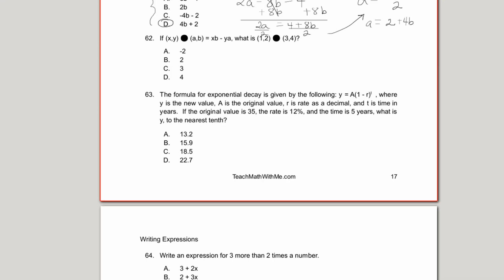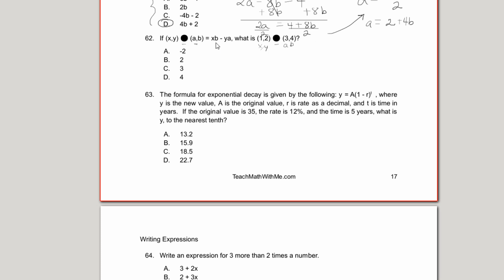62 is an example of a question with special operators, and we have these that are indicated by these colored in circles, and it gives us the definition of the expression here. X circle Y is the same as A circle B, and that means multiply XB minus YA. Now let's plug in real values. The first terms, 1, 2, are X and Y, and the second term after the circle is A and B.